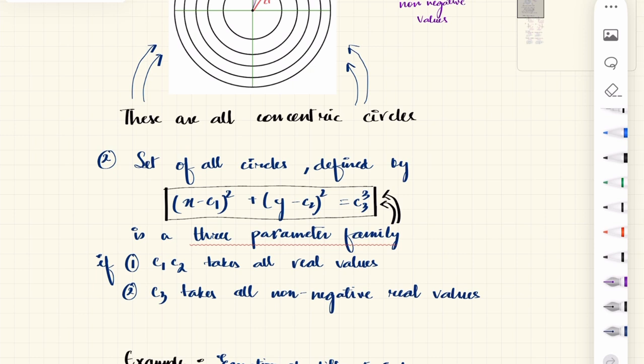This is another example. So when we say parameters, we have to check in the equation how many parameters there are. There are 3 parameters, where c1 and c2 can take any real values, and c3 is going to be a non-negative real value, because c3 is going to be the radius. The radius cannot be negative. It should be a non-negative real number. Got it? This is the second example. So I'll give you some more examples.